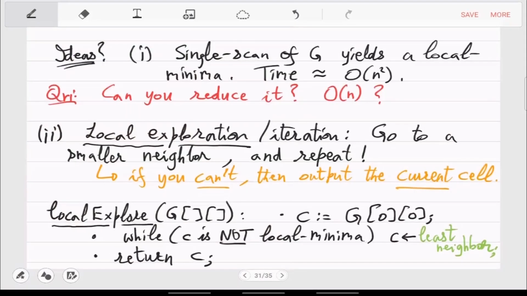Yes, so that is a suggestion. Others should try to show that this doesn't work. Try to find a counterexample to this. So this is not n, this remains n square time. This is not a fast algorithm.